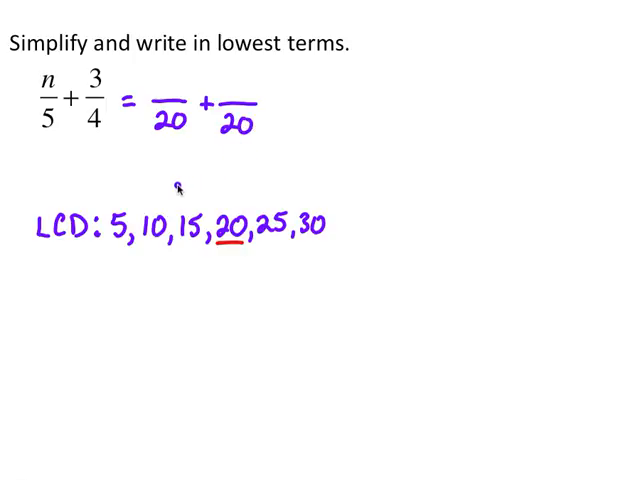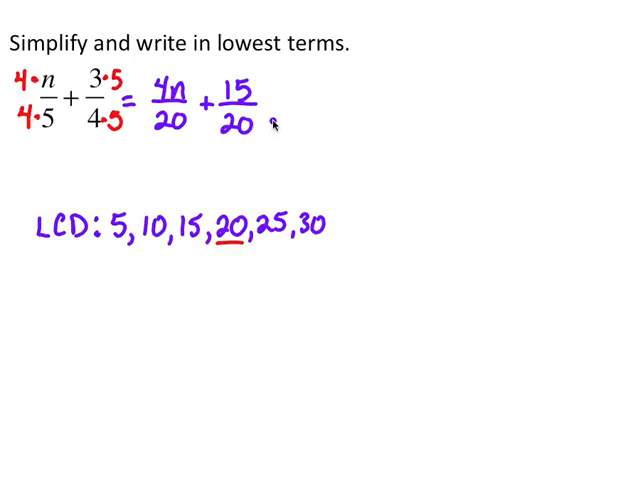So just like if they were all numbers, we have to think about what would I need to multiply the 5 by to get 20? Well, that would be 4. And if you do it to the denominator, you have to do the same thing to the numerator. 4 times 5 gives me 20. 4 times n gives us 4n. Okay, second fraction, we'll do the same thing. What do we multiply 4 by to get 20? Well, that'd be 5. We have to do the same thing to the numerator. 3 times 5 is 15.